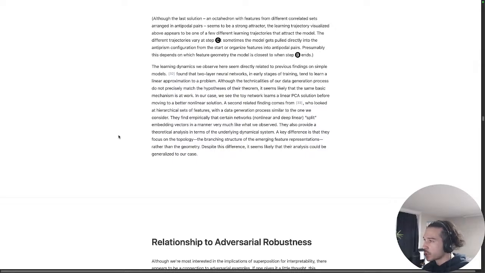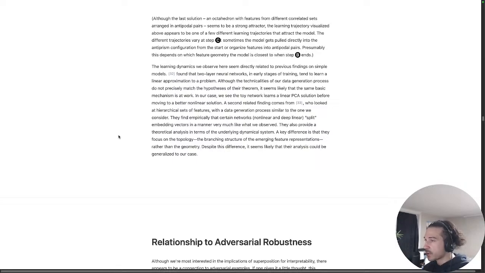Sometimes the model gets pulled directly into the antiprism configuration from the start, or organized features into antipodal pairs. Presumably, this depends on which feature geometry the model is closest to when step B ends. The learning dynamics we observe here seem directly related to previous findings on simple models.